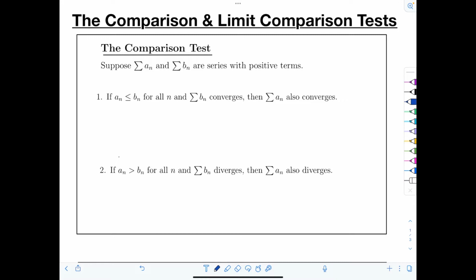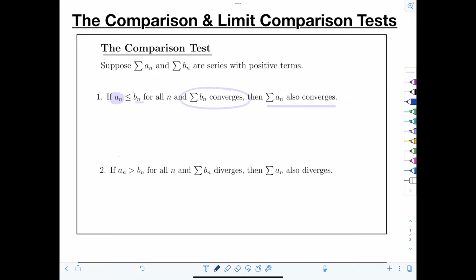If An is less than or equal to Bn, so all of the terms of the first series, An, are less than or equal to the terms of the second sum of Bn, and we know that the sum of Bn converges, then the sum of An also converges. So basically, if you know that you have some convergent series and you can show the terms of your series are smaller than the terms of that series, you know yours must also converge.